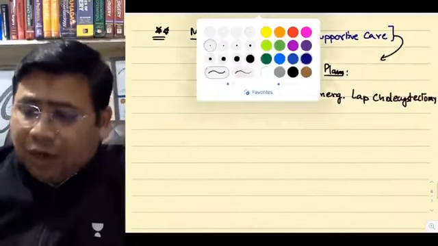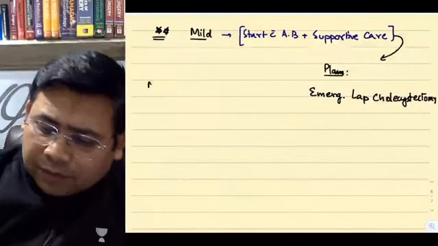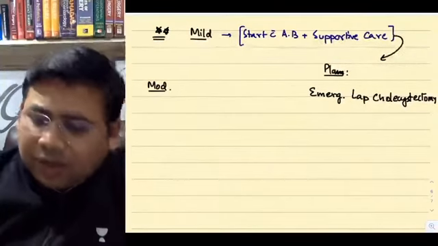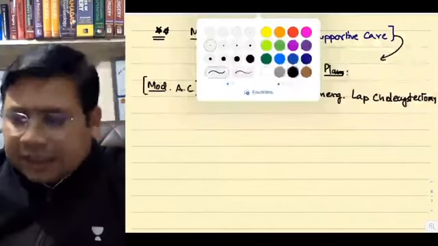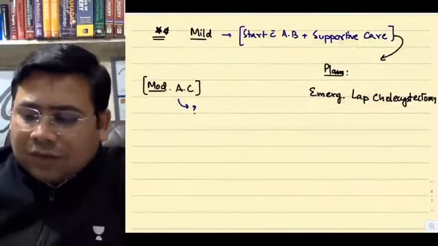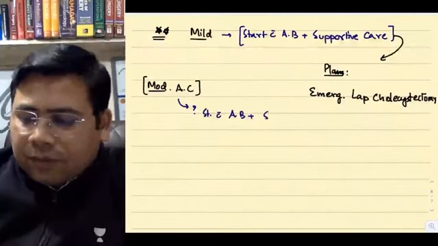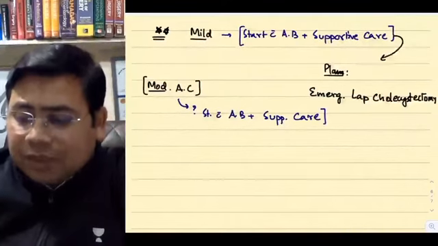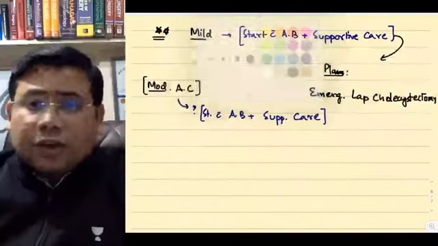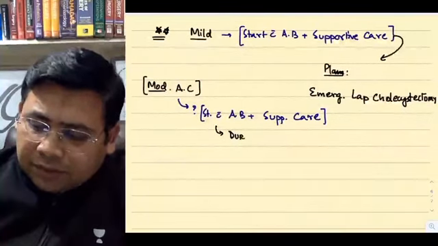Next is moderate. Now here the concept of that window phase is still there. If you talk about moderate acute cholecystitis, then you need to start with what? Start with antibiotics plus supportive care. And the next principle is the duration of the symptoms.